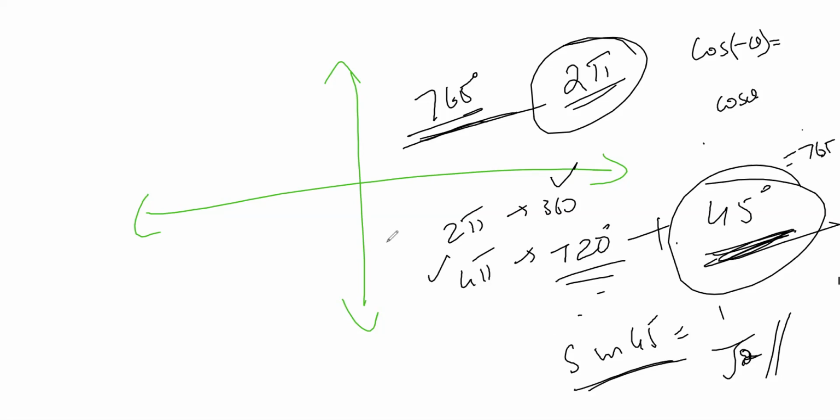So sine 45 is 1 by root 2. The last question was a little bit difficult. This is the kind of question you'll be getting.